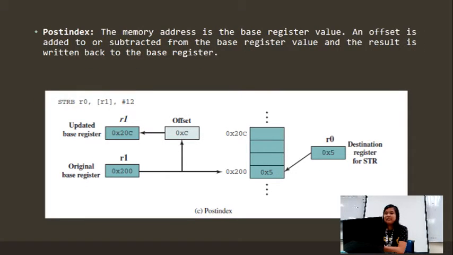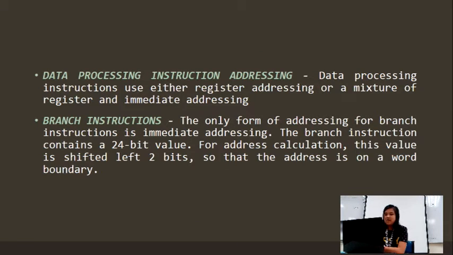Post-index: the memory address is the base register value. An offset is added to or subtracted from the base register value, and the result is written back to the base register. For data processing instruction addressing, either register addressing or a mixture of register and immediate addressing is used.